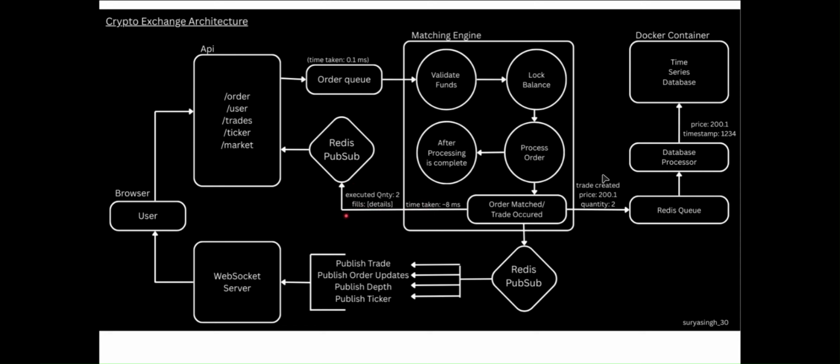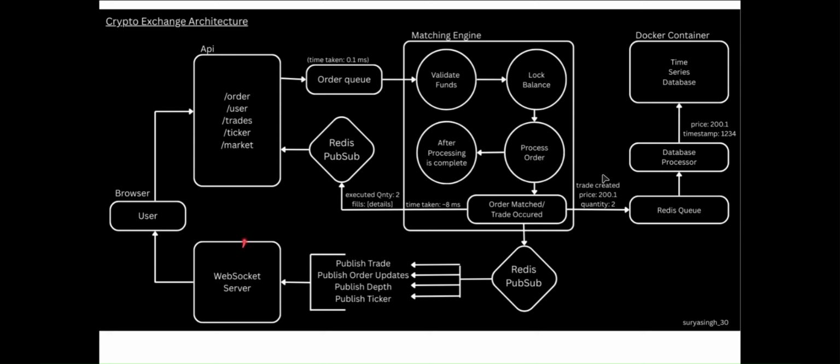The API has directly subscribed to this Pub/Sub with a unique message ID. So when we are putting our request in this order queue, we are also creating a unique message ID, and we are passing them as a pair. So it receives the result and sends the response back to the user in the front end.